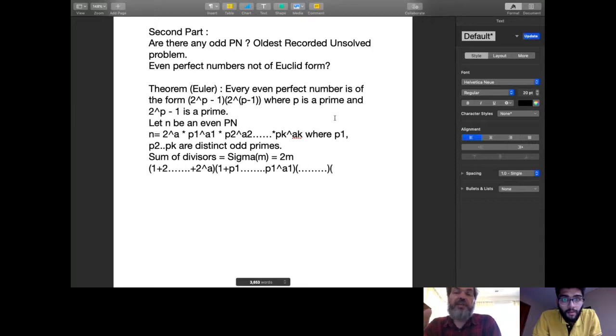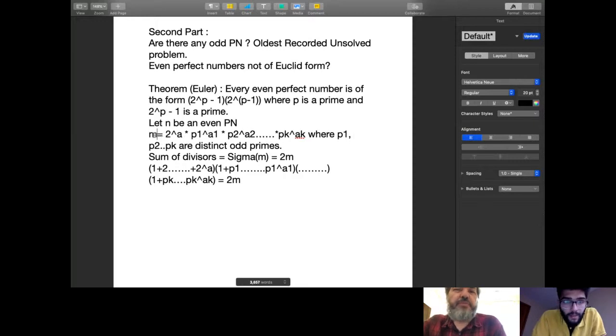Let's put the last one: 1 plus pk plus dot dot dot plus pk to the ak. Right. Now this whole thing needs to be equal to 2 times our n, not m. So it's 2 times sigma of, put m if you want, for the number.